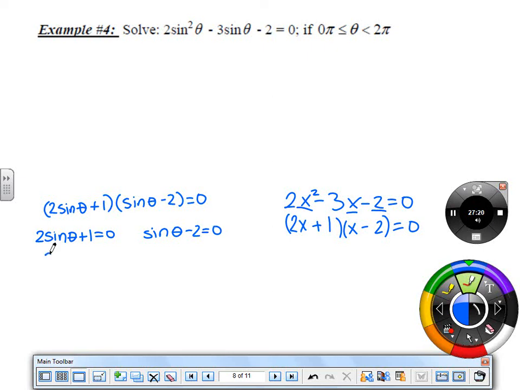So this one's going to say sine theta should equal -1/2. And this one's going to say sine theta should equal 2. Yes? Yes. So this, not possible. Okay. What's the maximum value sine theta could reach? 1. Okay. We know that from our graphs.